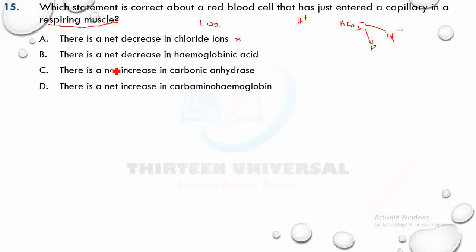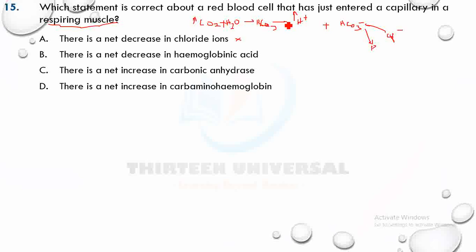Now B says there's a net decrease in hemoglobinic acid. No, because if you have high CO2 concentration, it will dissolve in water to form carbonic acid, which dissociates to form high proton and high carbonate. Do you remember this reaction? We have drawn it several times in this video. I just want you to figure it out by yourself. This gives us this. So this is carbonic acid.